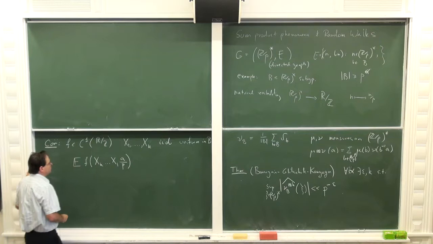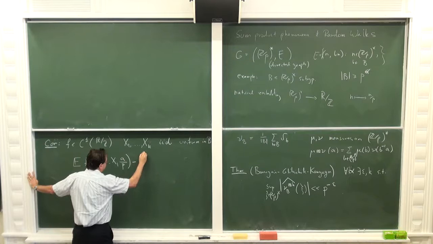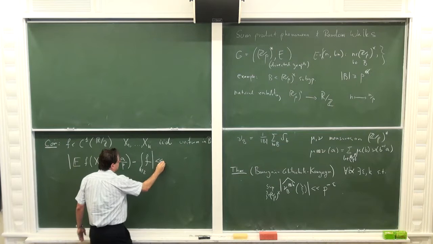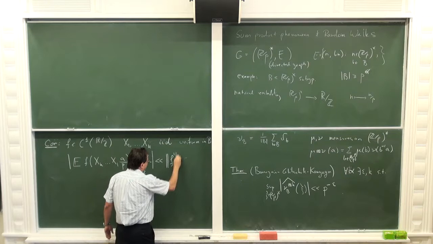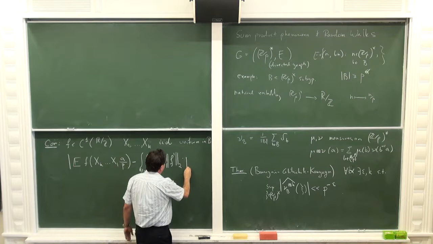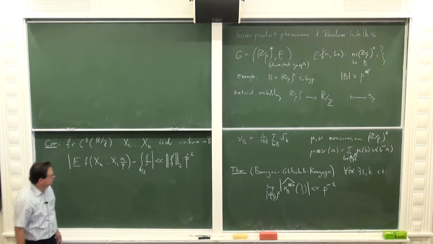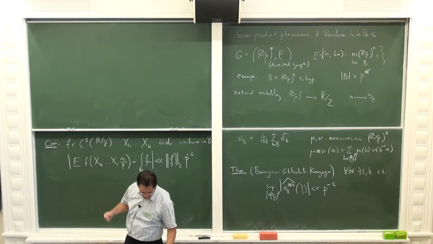This is a conditional expectation. I subtract the average of F in R mod Z. Then this will be less than some constant times the L2 norm of the derivative of F times p to the minus epsilon. Okay, this is an easy corollary of this estimate of Fourier coefficients, but this maybe has more intuitive content.